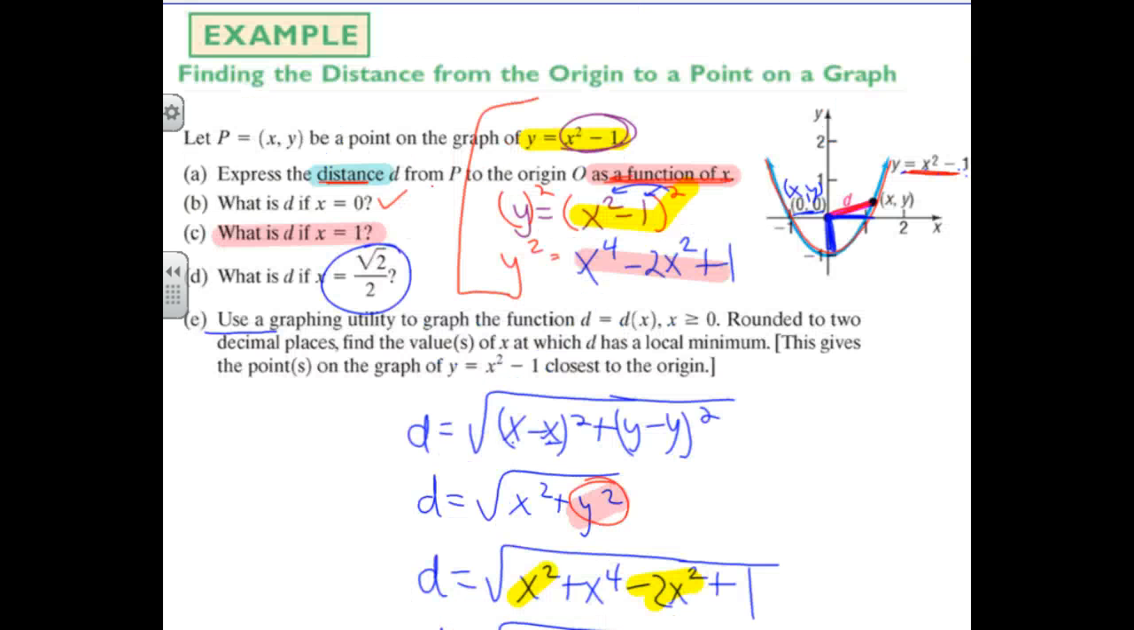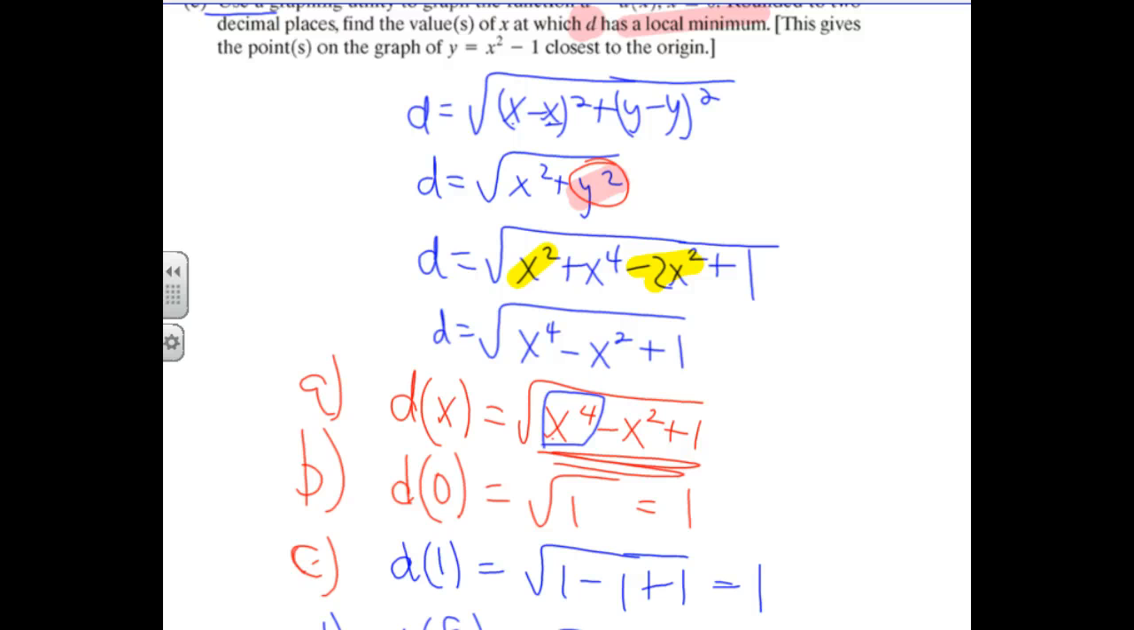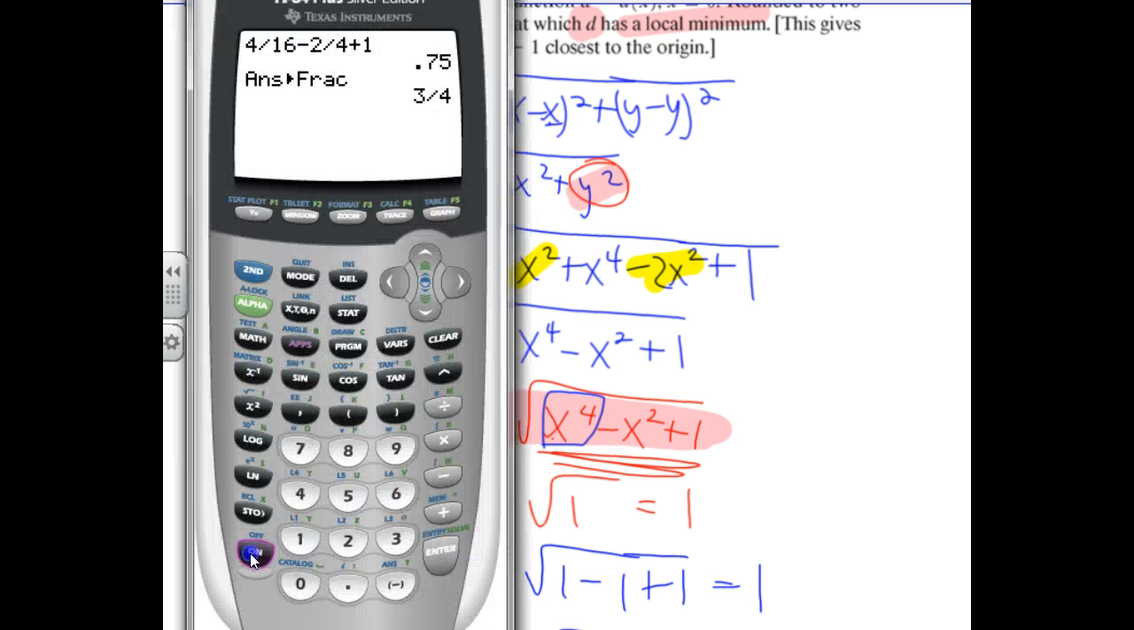And then part E says what? Use your calculator, find the minimum. Find the local minimum, but don't find the minimum of this function. No, it's saying find the minimum of D. So what was that D function? Here it is. So I'm going to use my graphing calculator. I'm going to try to graph that in my calculator and find the minimum.